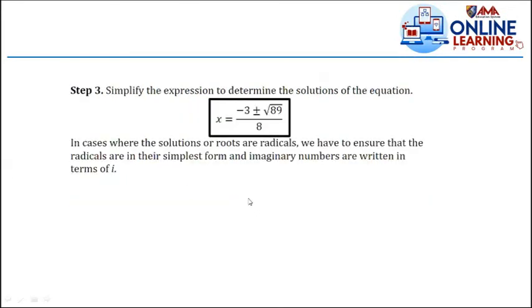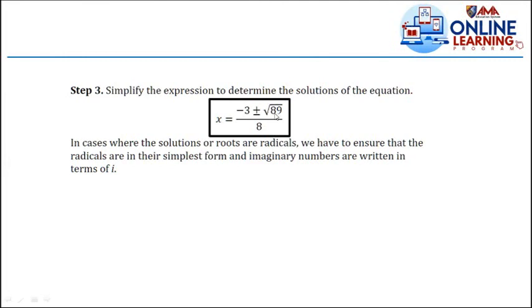So step 3, simplify the expression to determine the solutions of the equation. So x is equal to negative 3 plus or minus the square root of 89 all over 8 po siya. Okay? In cases where the solutions or roots are radical, we have to ensure that the radicals are in their simplest form and imaginary numbers are written in terms of i. Pag hindi po siya ma-simplify in terms of radical, gagawin po natin dito, to simplify this one, we're going to make use of your calculator.